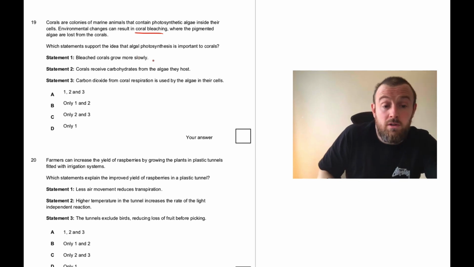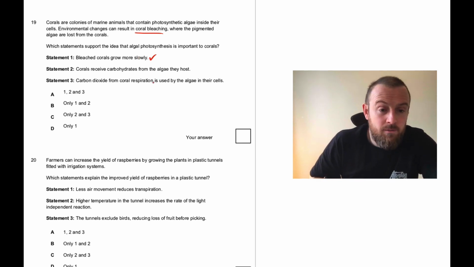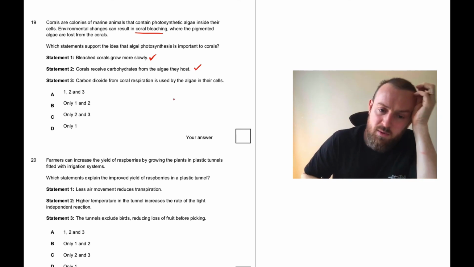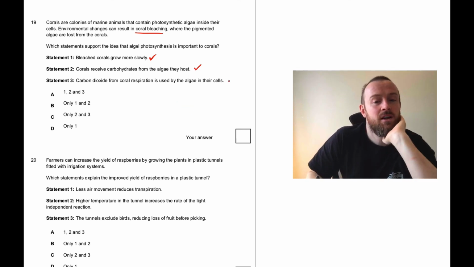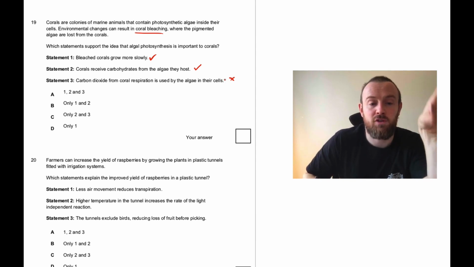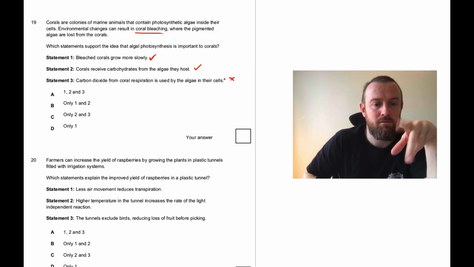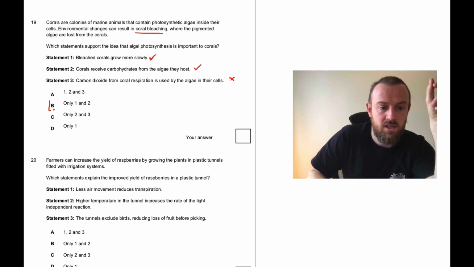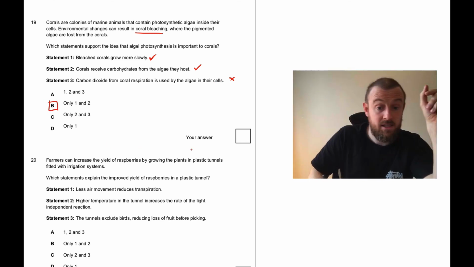Bleached corals grow more slowly. Yes, that would support the idea. Corals receive carbohydrates from the algae they host. Yes, that would support the idea as well. Carbon dioxide from coral respiration is used by the algae in their cells. I would say no to that one, because that supports the idea that coral respiration is important to the algae, not the other way around. So I think the answer is 1 and 2, 19B. Yes, that's right.